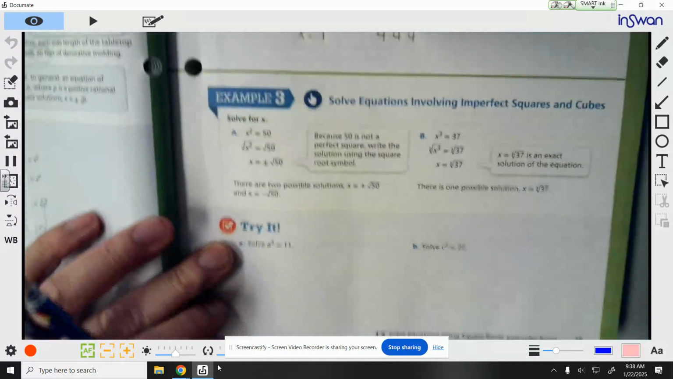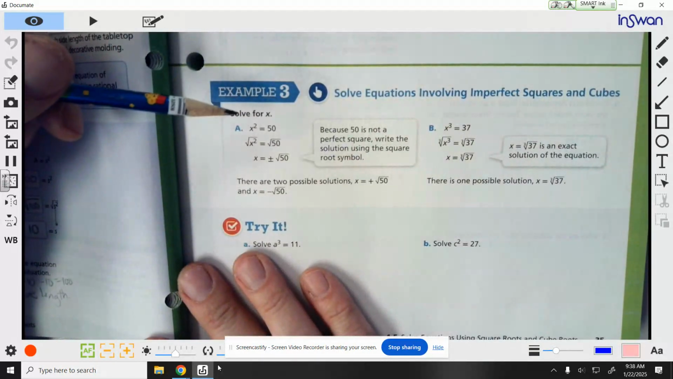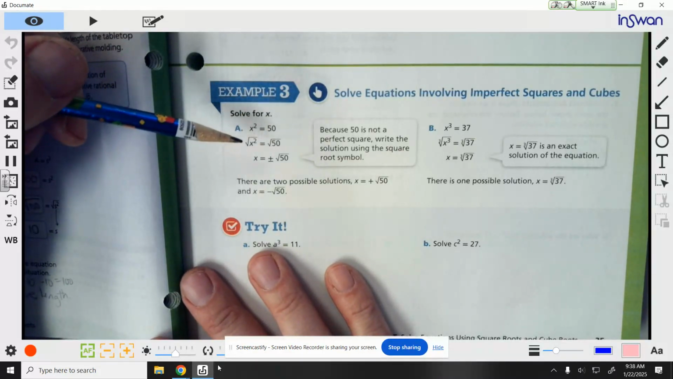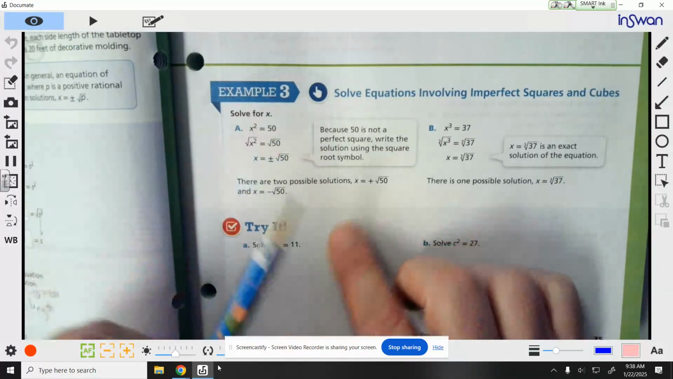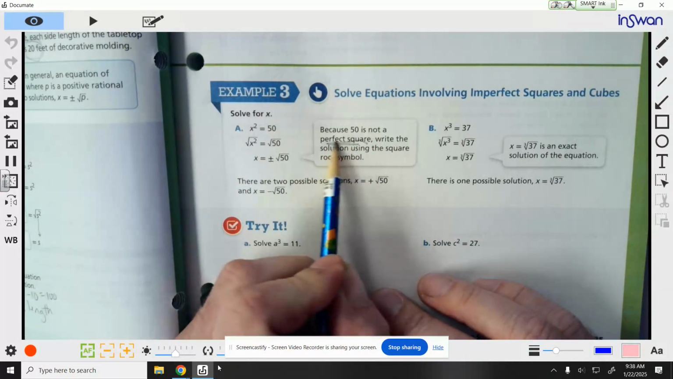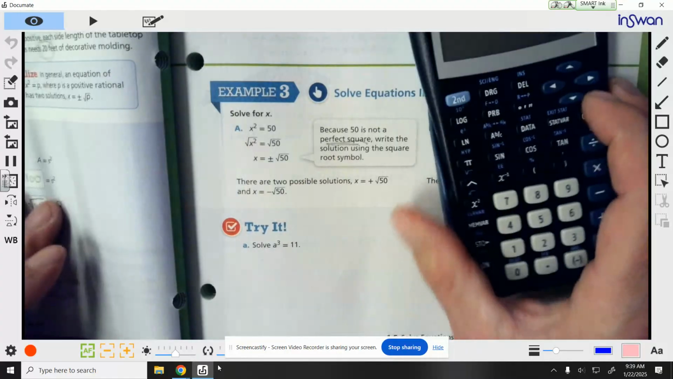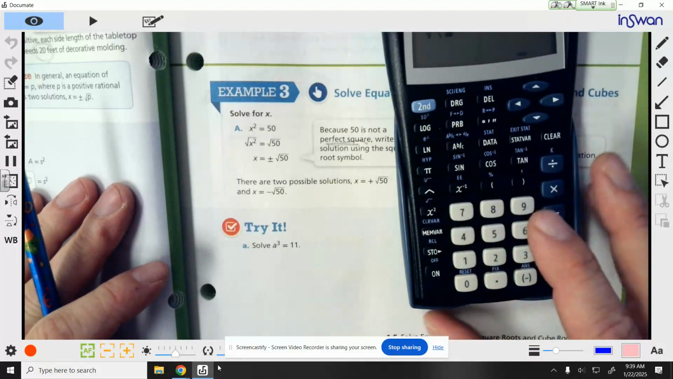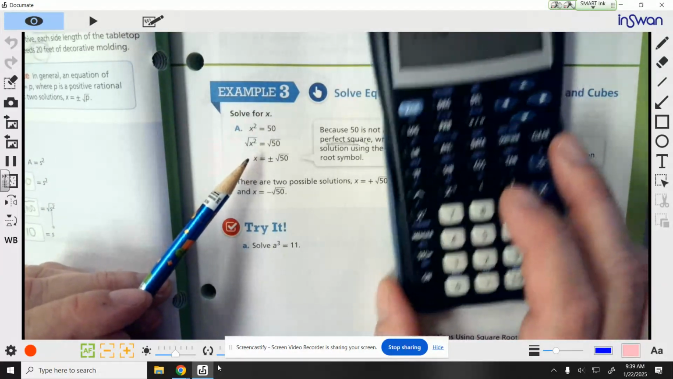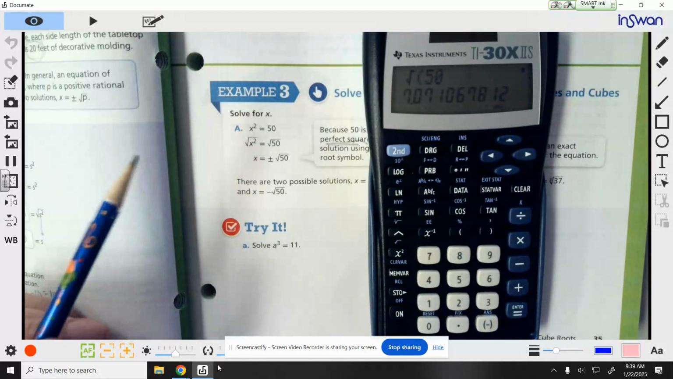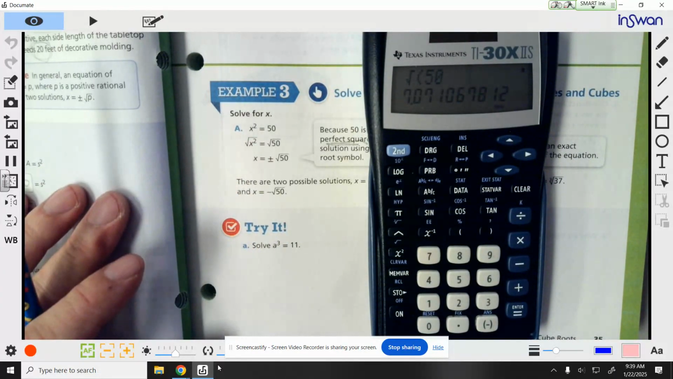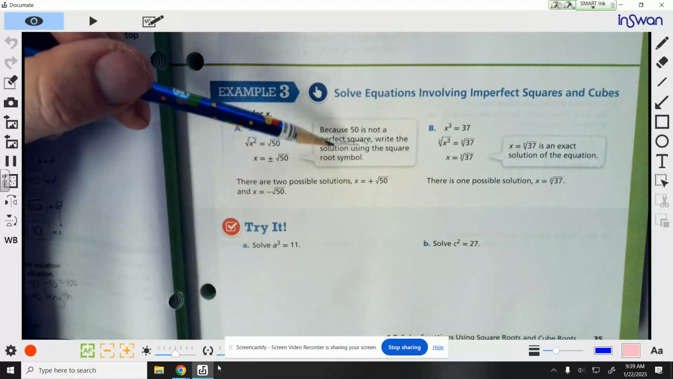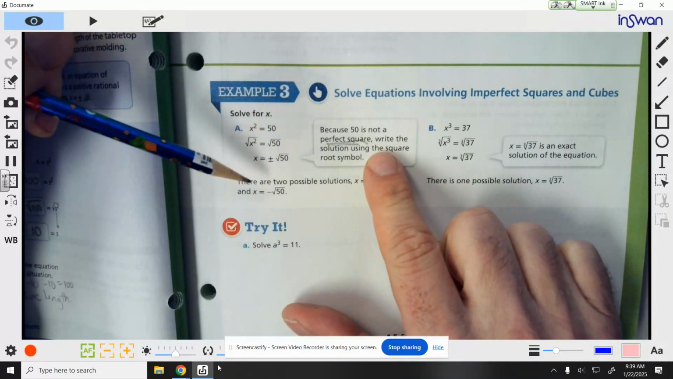Okay, example 3. It says solve for x. Now, we see x squared is equal to 50. And it says 50 is not a perfect square. It's not a perfect square because you can't think of a number multiplied by itself equaling 50. So what we're going to do, just to double check, is type in square root, because it's a square root, not a cube root, 50, and we get a decimal answer. Today they don't want the decimal answers. They want you to write it using the square root symbol.